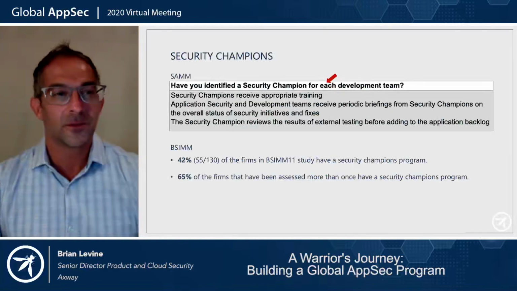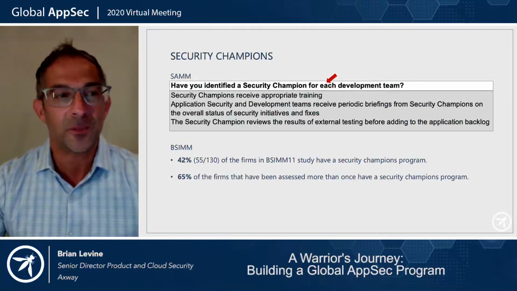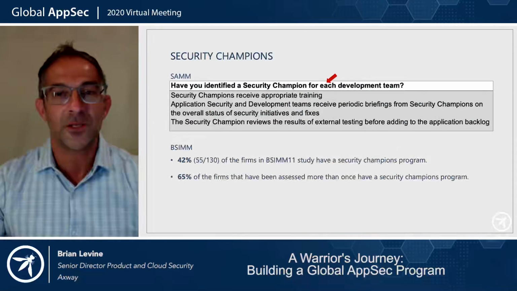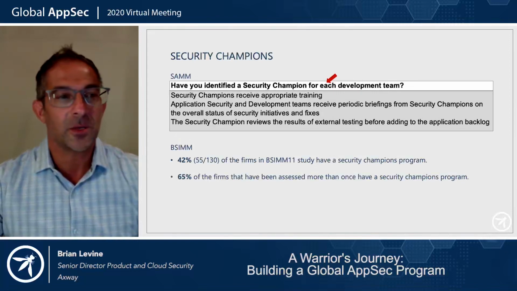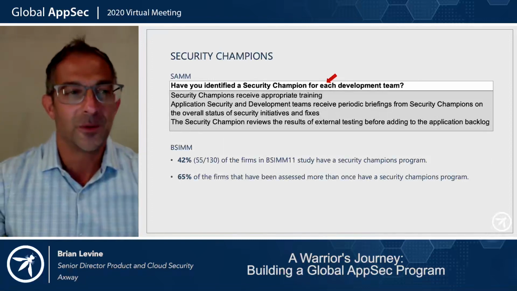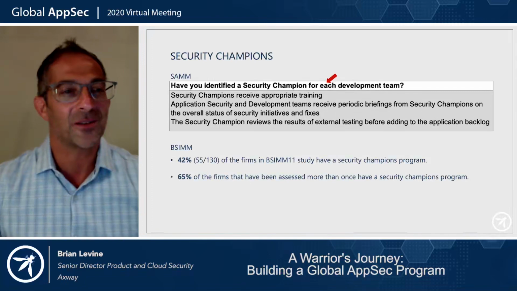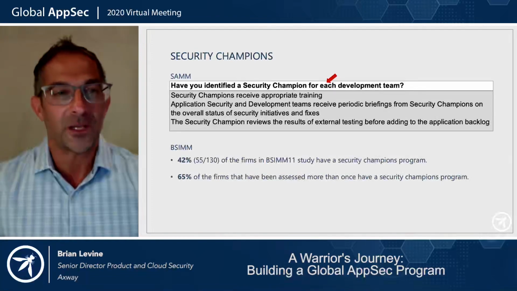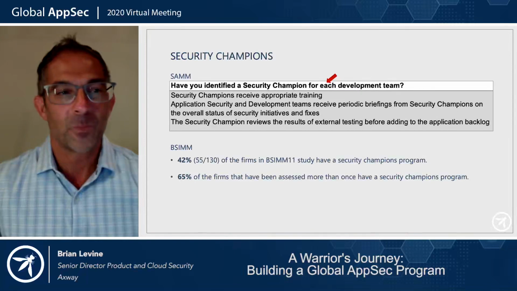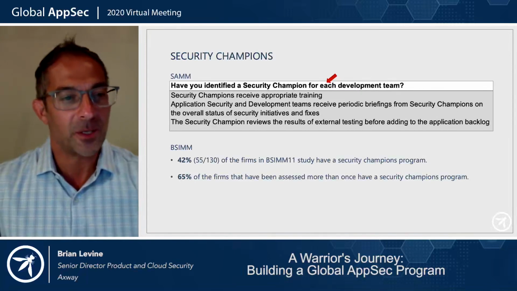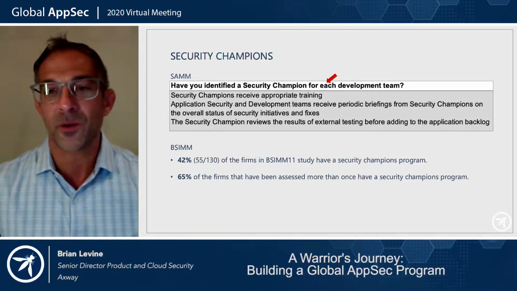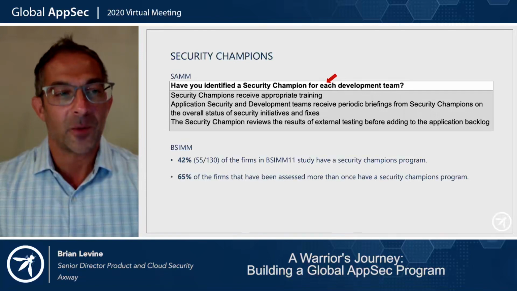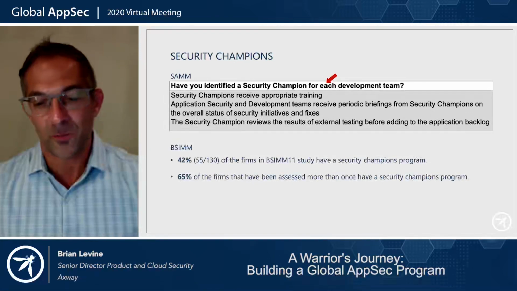So the next role I'll talk about is the security champion. You can see what SAM has as their definition for security champion, and you can also see some statistics from BSIM. The important thing here is that the security champion is defined for each development team. And 42% of the firms in the BSIM study have a security champions program, and 65% of the firms have a program if they've been part of the BSIM study more than one time.